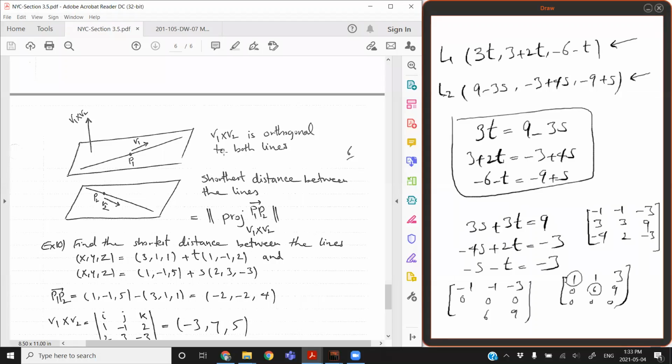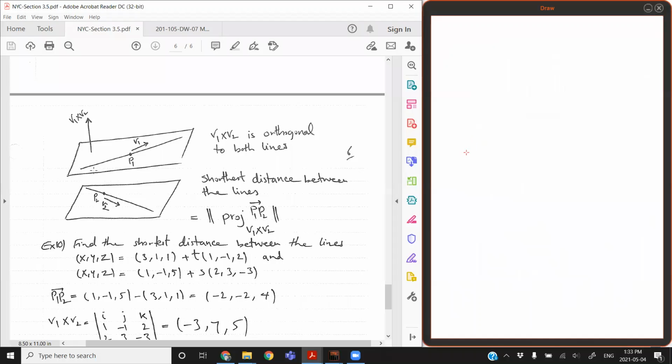You can find a vector that is orthogonal to both V1 and V2. For that, you only need to cross V1 and V2. You cross them, and you get a vector that is orthogonal to both V1 and V2. And if it's orthogonal to both V1 and V2, it will be orthogonal to the two planes. Now, the shortest distance between the two planes would be the norm of the projection of P1P2 along the vector V1 cross V2.